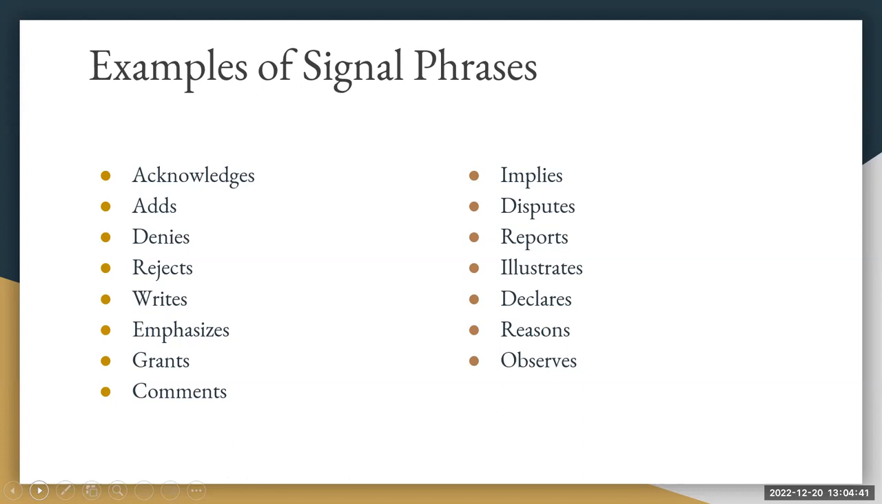Here's some examples of signal phrases. We might say, blank acknowledges that, and then we can go into our quote. This work implies that, insert quotation here, Jane Doe illustrates that blank. Jane Doe comments that. All of these can be used in different ways, and they each hold different connotations. So make sure you choose the right word for how you want to get the point of your evidence across.